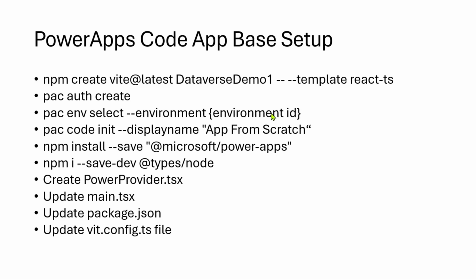First, we create a light React based Vite project, and then we authenticate and select the environment in which we want to add or debug this. Then we initialize the pack code. We are using the pack CLI to initialize and add the required configuration JSON file for extending a standalone React application into a Power Apps Code Apps app.